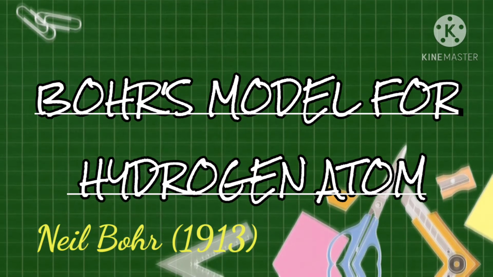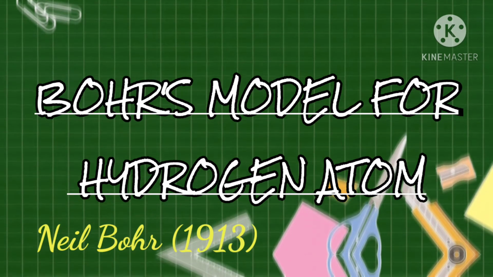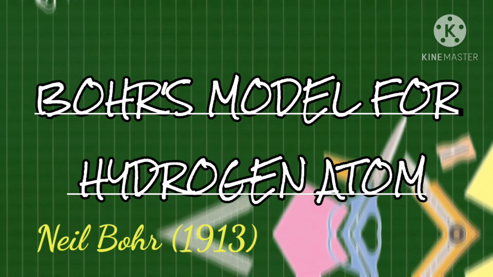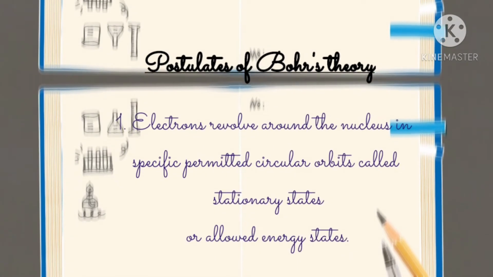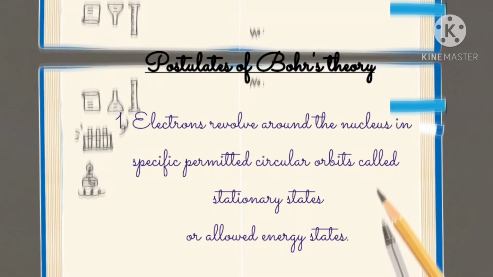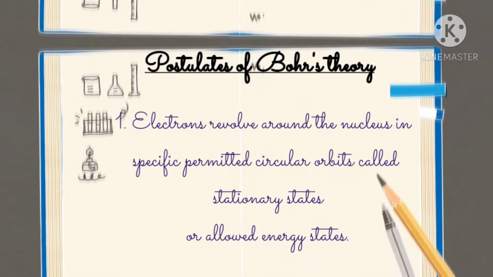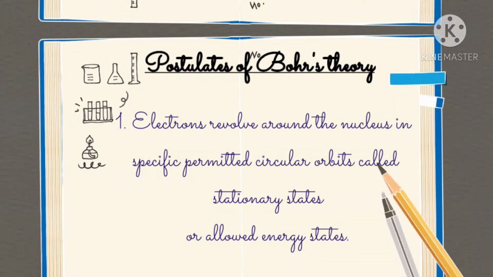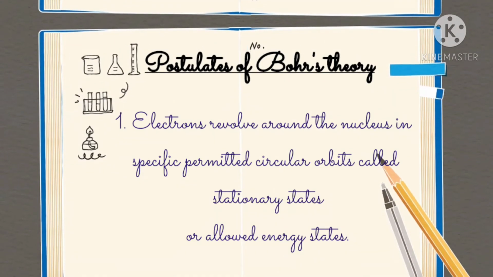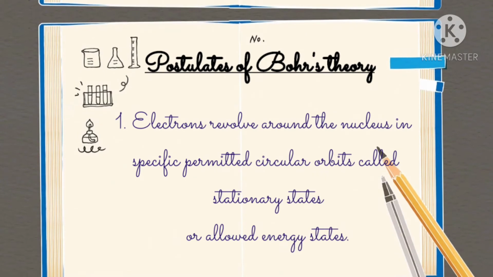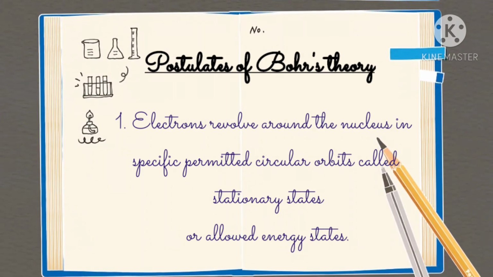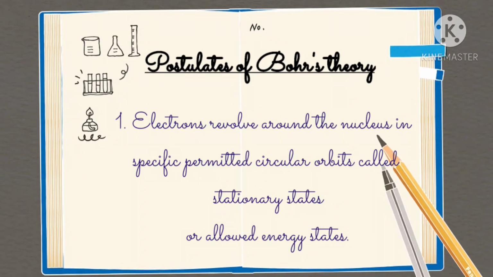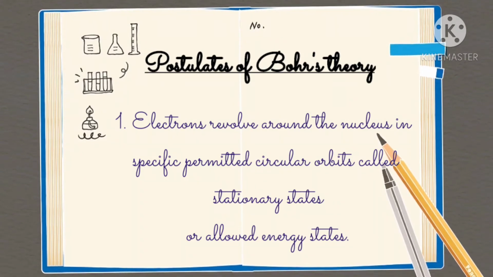He utilized all the theories given by these scientists, and then he proposed his model, and then he gave the postulates for Bohr's model of atom. So let us see these postulates one by one. So first postulate is electrons revolve around the nucleus in specific permitted circular orbits called stationary states or allowed energy states. So Bohr also said the same thing, that electrons are revolving in circular orbits only.